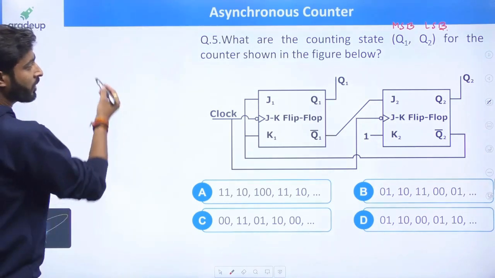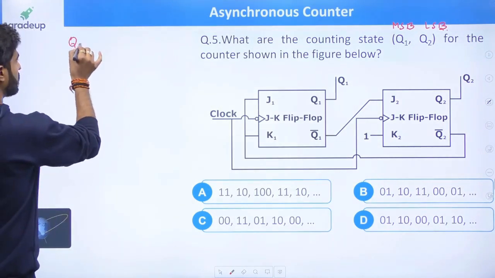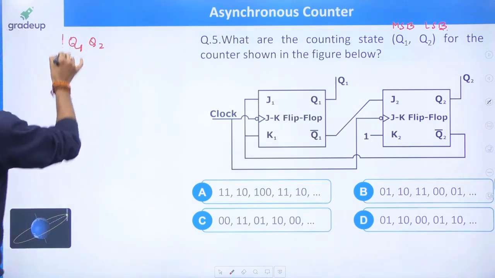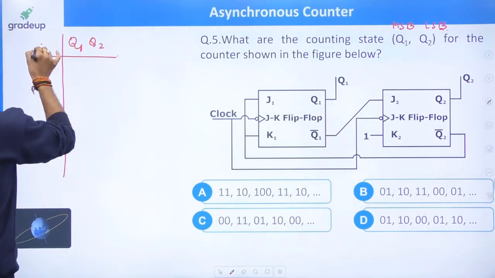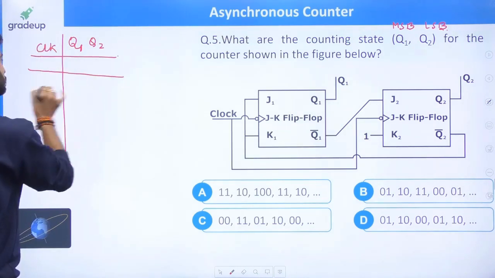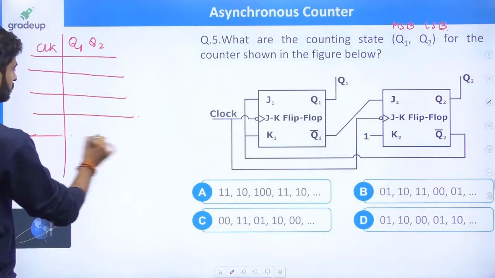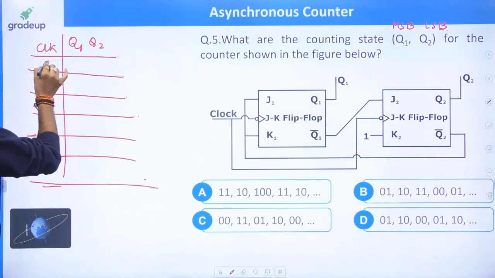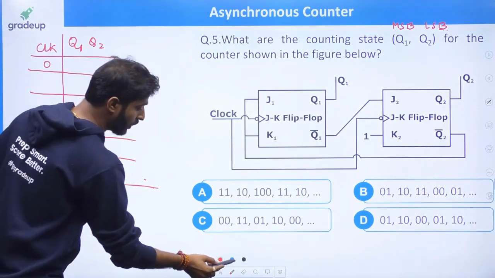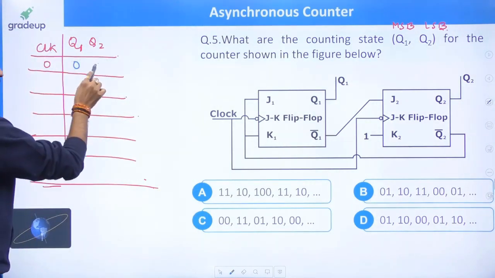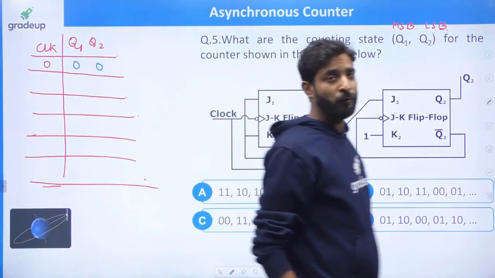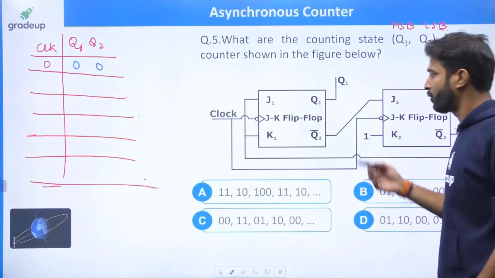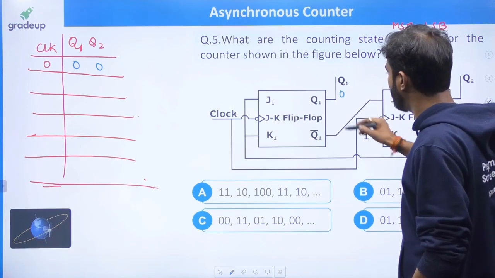So, my dear friend, I am writing Q1 and Q2, and after that the clock. Now when the clock is not given, I am saying all the flip-flops are in reset condition. If the flip-flop is not connected, all the flip-flops are in reset condition. I am just considering this. So if it is a reset condition, it will become 0.